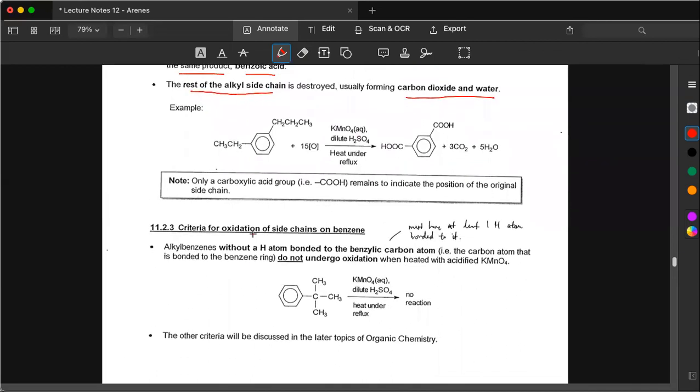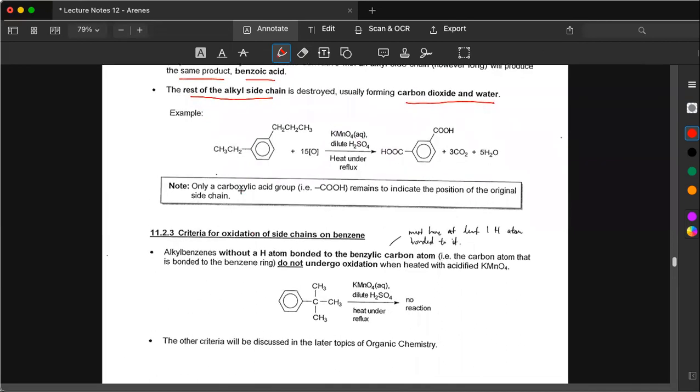So the formation of the carboxylic acid will tell you the position of the alkyl side chain. But it can't really tell you what it was previously, unless you go and count the amount of CO2. So if you know the number of moles of CO2, then you can actually count back to see what is the original number of carbon atoms in the alkyl side chain.